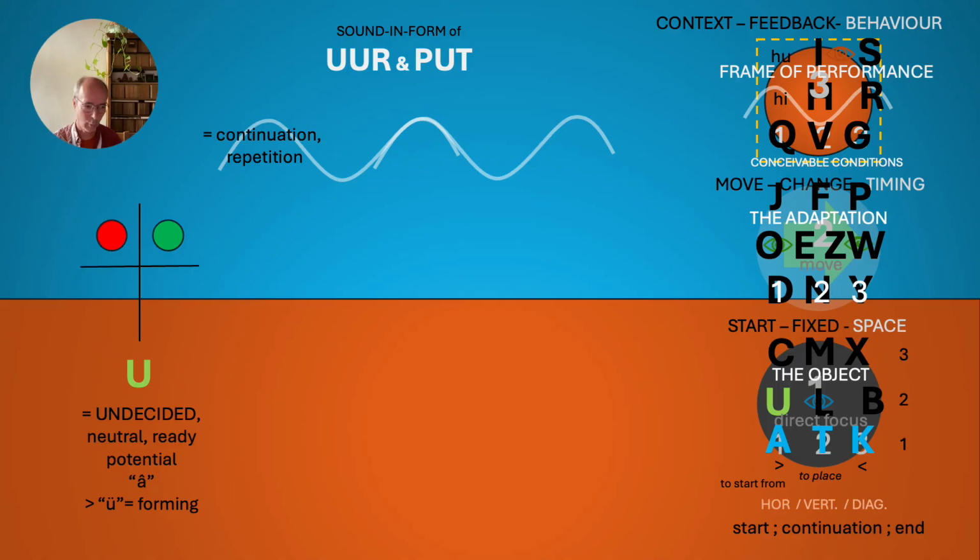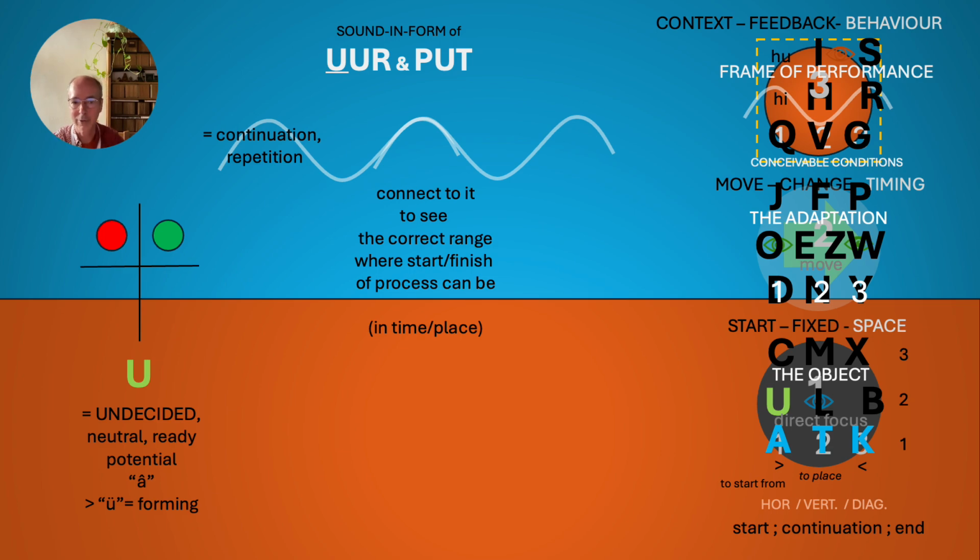So I say, okay, what is the kind of movement that I see, the kind of performance that I see that fits to that continuation or repetition. That's what you're trying to find out with R. It connects to see the correct range where it will start the whole process, and also where it will finish, when it's enough that you have the full picture, so that you have the definition in the end. That's the concept of these last few letters.